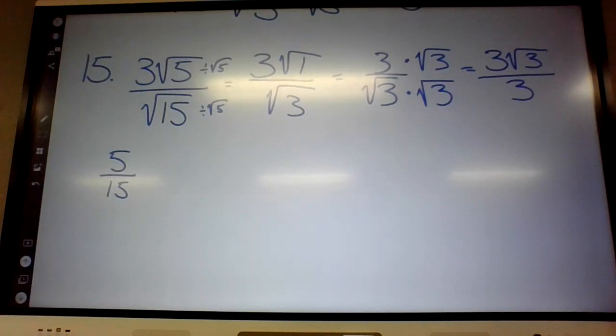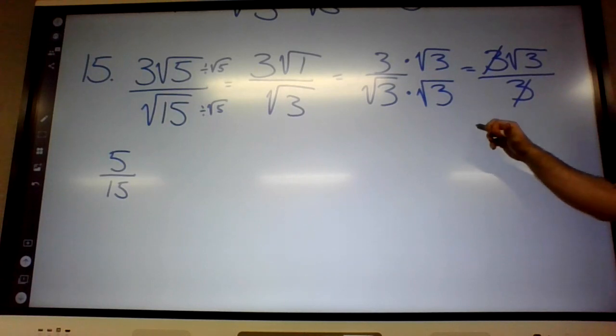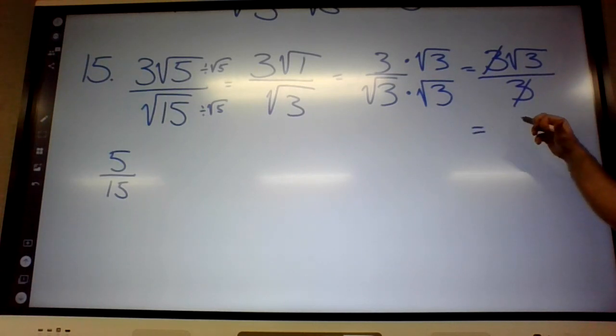Okay, does this reduce? Yeah, this is the first time this actually reduces. The 3 and the 3 cancel out to 1 and 1. So it's just 1 square root of 3 over 1. It's just square root of 3.